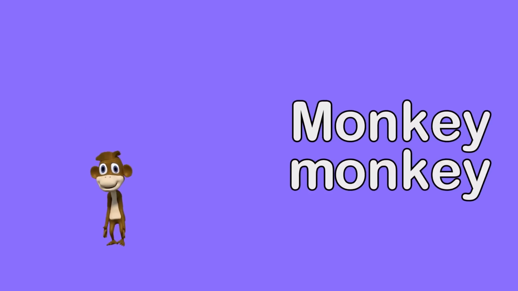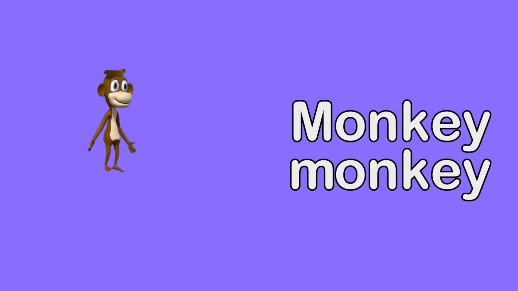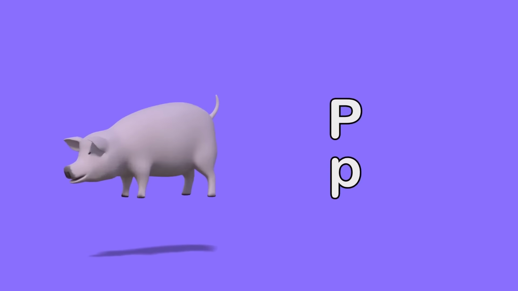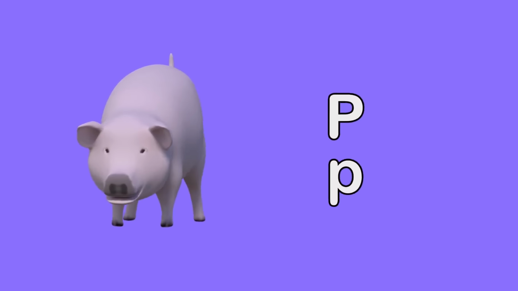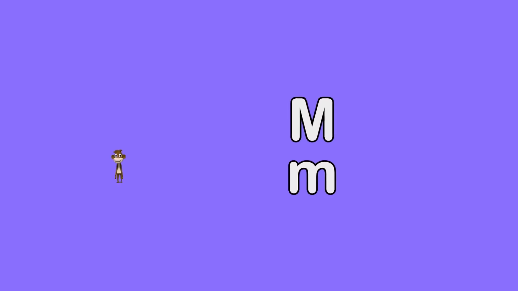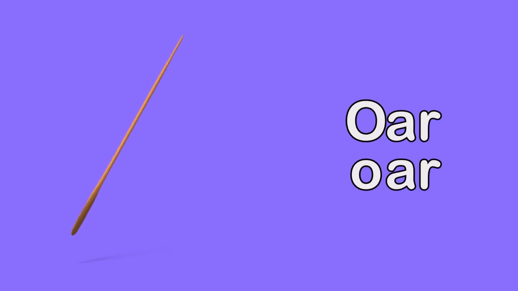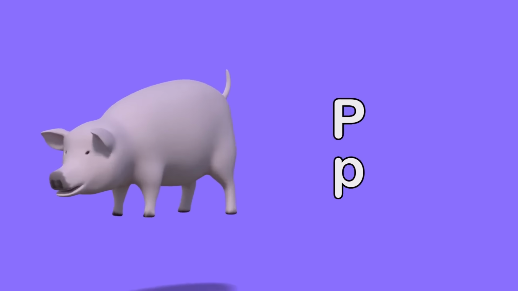M is for monkey, monkey. N is for nose, nose. O is for oar, oar. P is for pig, pig. M is for monkey, N is for nose. O is for oar, P is for pig.